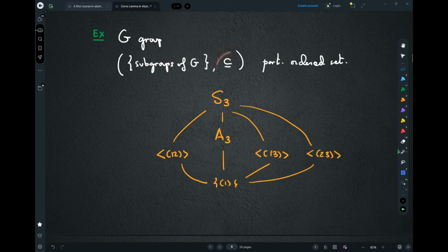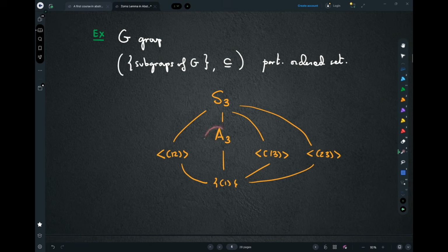Now, for example, if we have a group G, I can talk about the subgroups of G under inclusion, and that is a partially ordered set. Here I wrote an example of the group S3 and all the subgroups, and we can see that it is a partially ordered set. There is no total order because A3 and the subgroup generated by the permutation (1 2) are not related.